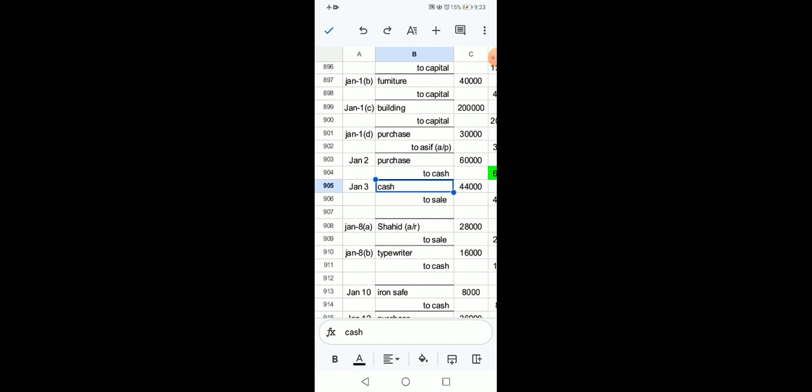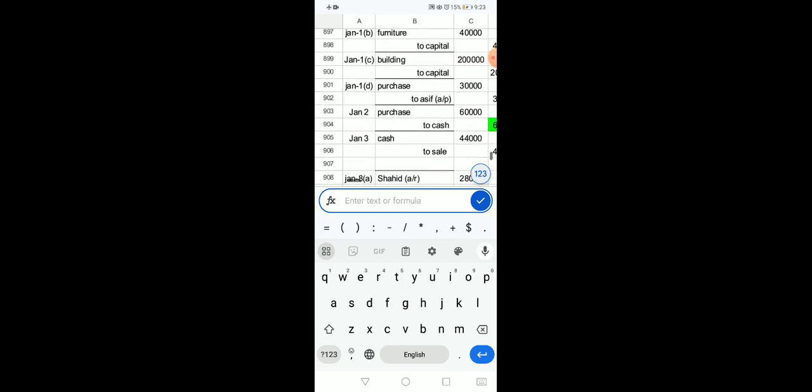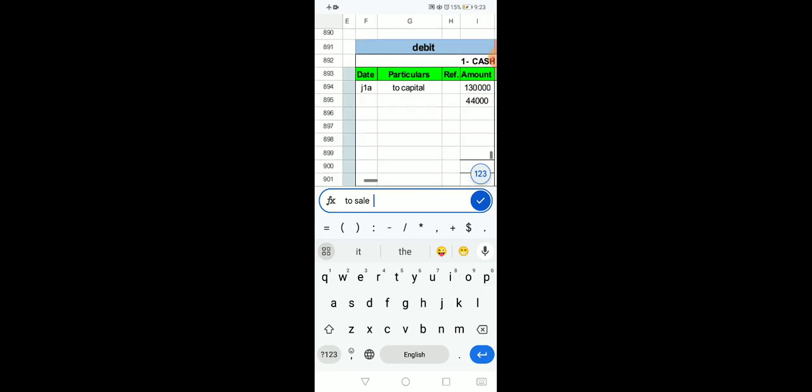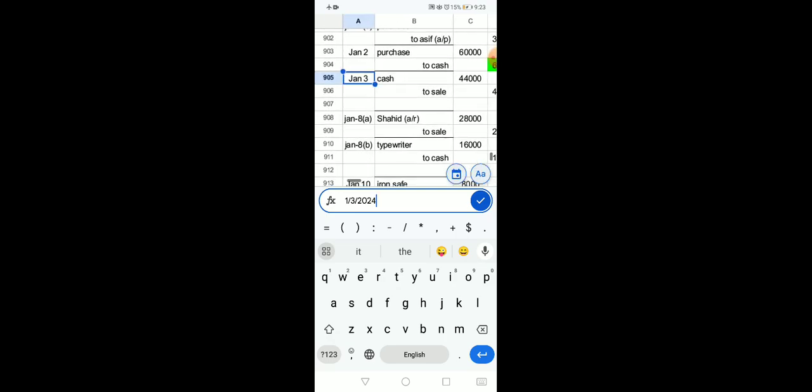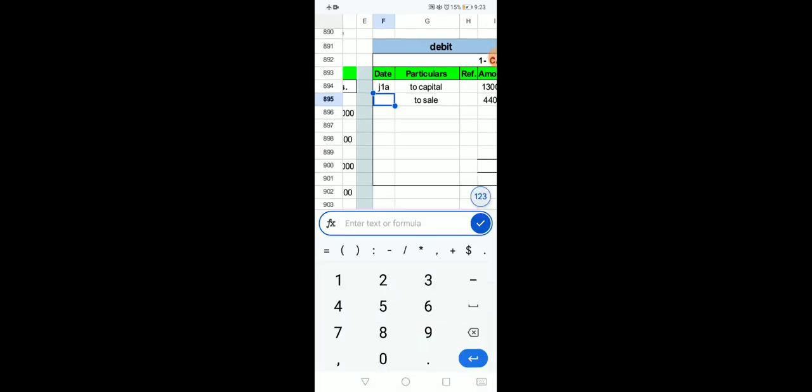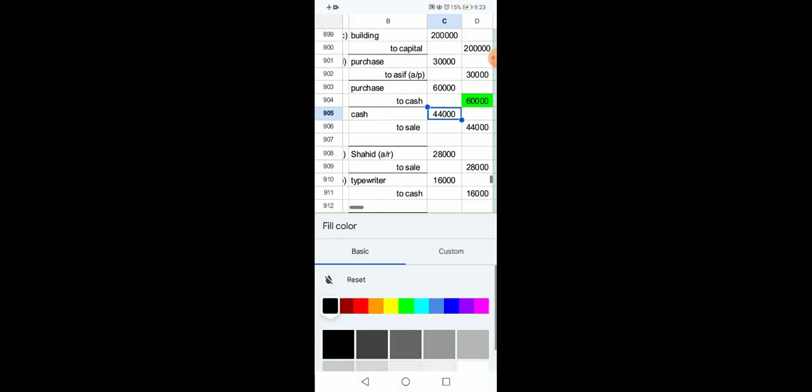Now the immediately next entry has cash which is debited by 44,000. Go to the debit side and write down 44,000 in the amount column. Time to see its reference. What is written on the opposite side? It's sales. So you are supposed to write sales over here. See its date, which is January 3rd. Go to the date column and write down January 3rd over here. Posting is completed for 44,000 cash. So in front of the cash amount 44,000, mark it as done.